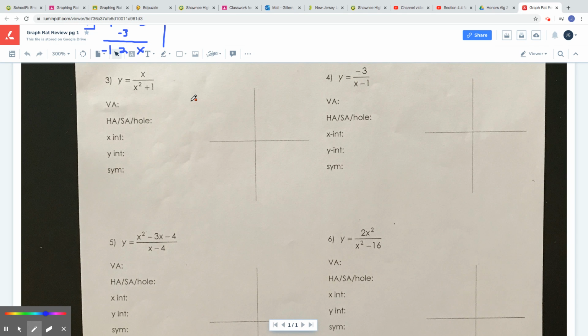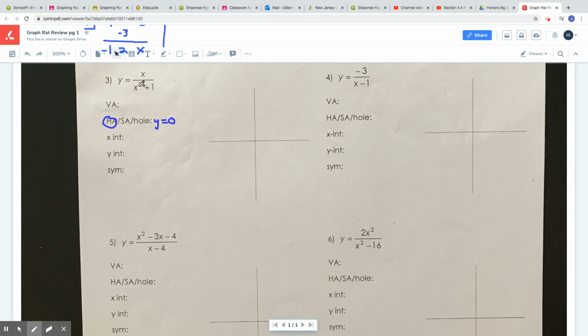All right, let's take a look at number 3. For number 3, the degree is greater on the bottom. I love when it's greater on the bottom because the horizontal asymptote is automatically y equals 0. The 2 is bigger. Whenever it's larger on the bottom, it's automatically y equals 0.